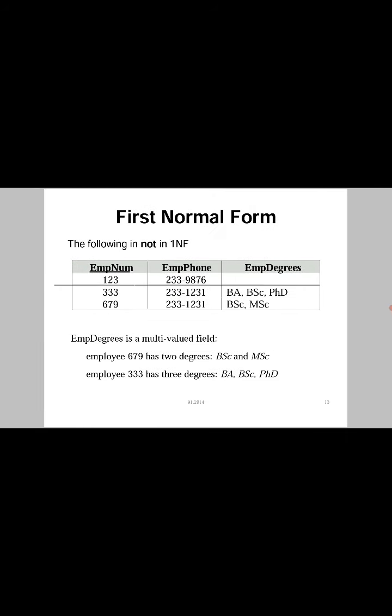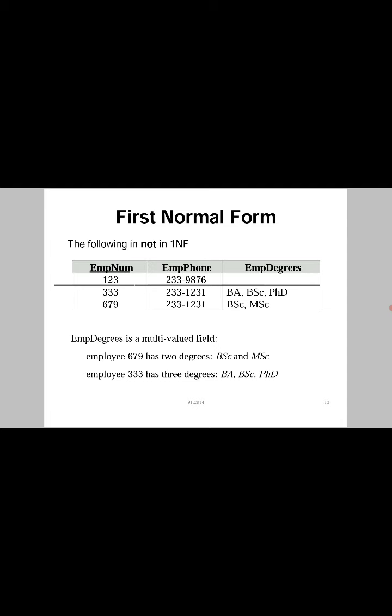So this is the example for first normal form. The following table is not in first normal form. Why? What is the table? Employee number, employee phone number, and employee degrees. Here we take employee numbers 1, 2, 3, 3, 3, 3, 6, 7, 9, some phone numbers, and some employee degrees, or designations, or qualifications.